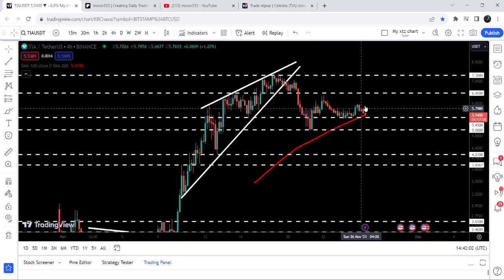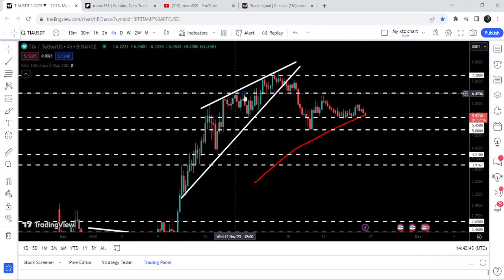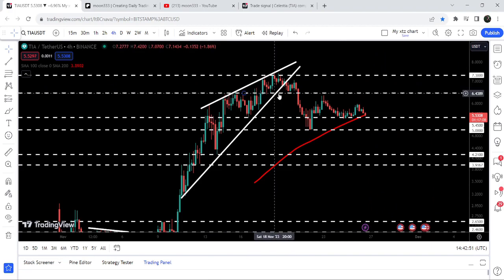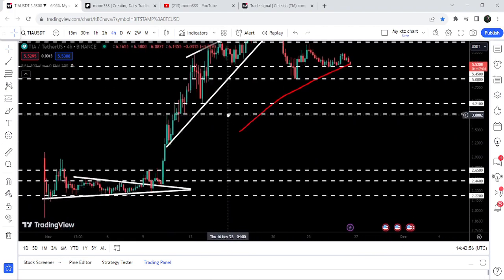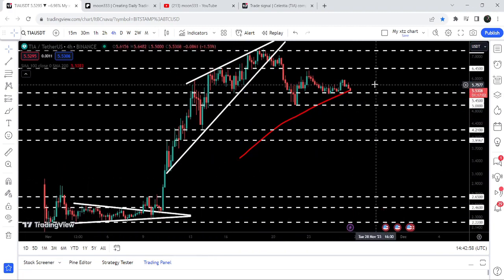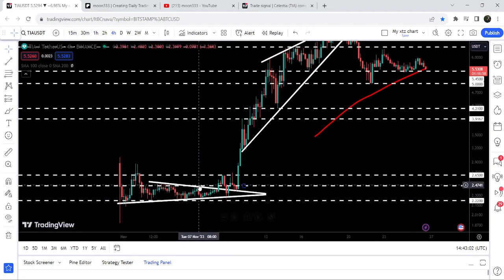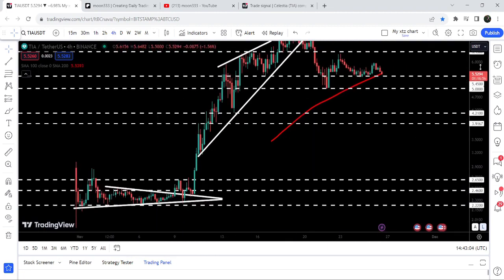I'm expecting that after testing this support, the price can start another reversal. And then we need to break out these two major resistance levels. One is at $6.45. That was previously broken as a resistance here and support here. And then we need to break out $7.30 in order to continue this rally to the upside that was started back here when it broke out this resistance of the symmetrical triangle. So this was the update so far.